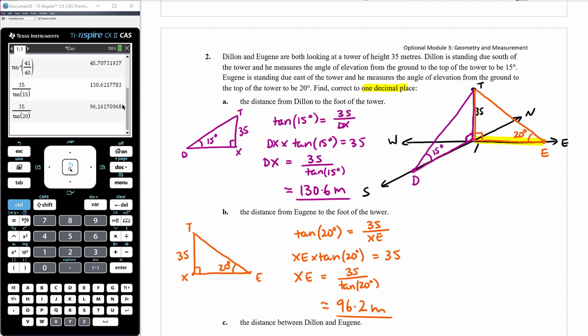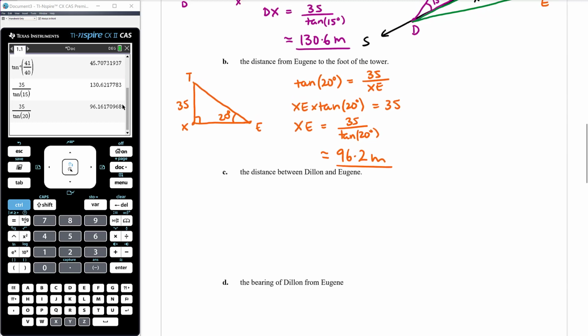Now again, remember that this is north-south, this is east-west, that's a right angle in there. Okay, so we've got another right angled triangle there. So again, let's focus on drawing out that triangle. We've got X, which is the bottom of our tower. We've got Dylan down here, and we've got Eugene over here. We want to find the distance between them. That's a right angle. We know X to E is 96.2, and we know D to X is 130.6. We're trying to find DE.